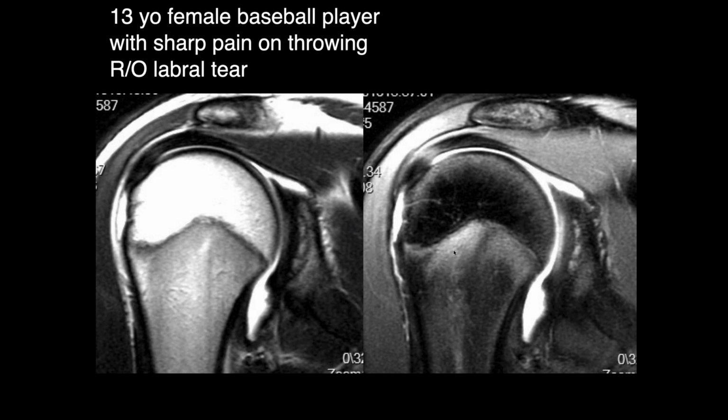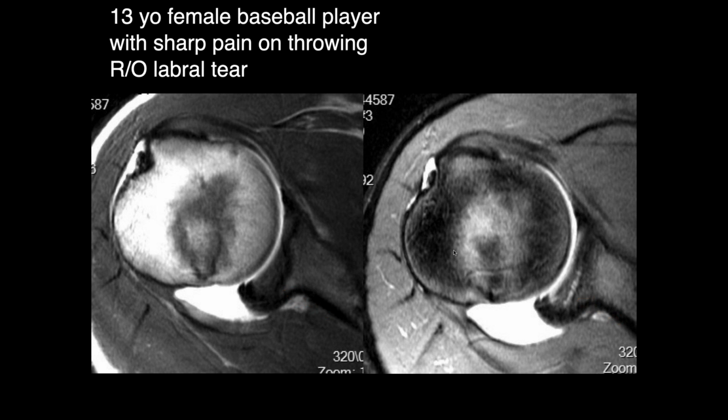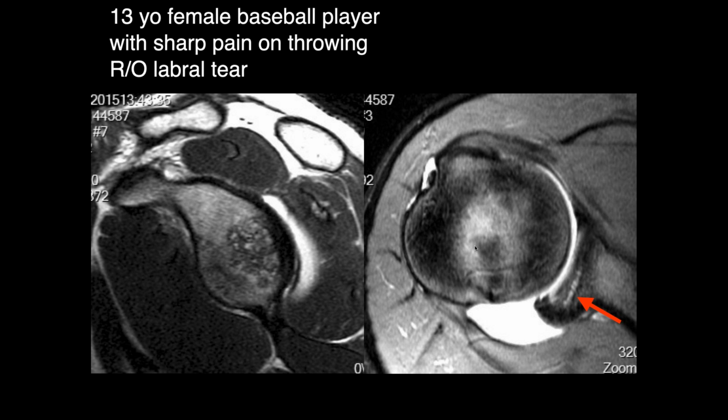So she has sharp pain on throwing, rule out labral tear. I don't see anything here along that superior labrum. I don't see any abnormal contrast signal intensity along the superior labrum. There, I guess maybe some subcortical cystic changes. So it could be due to repetitive injury without detached labral tear.